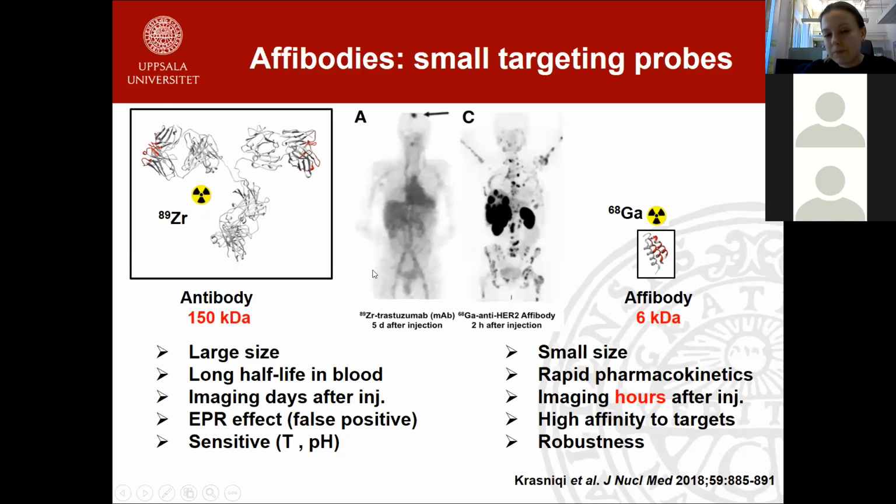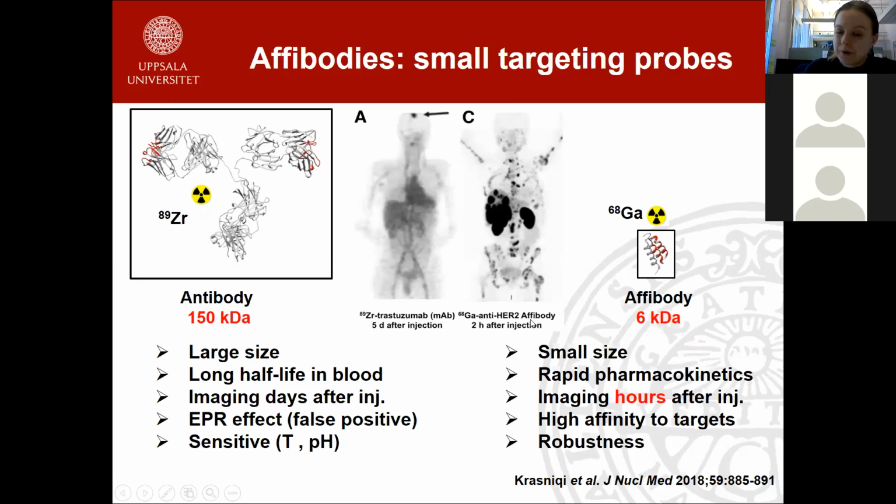So this is just a comparison between a patient that has HER2 expressing metastasis, and in this case, 5 days after injection, we still cannot clearly see the tumors because everything is just gray, and we have a lot of activity in the blood, in the arteries, which contributes to background.